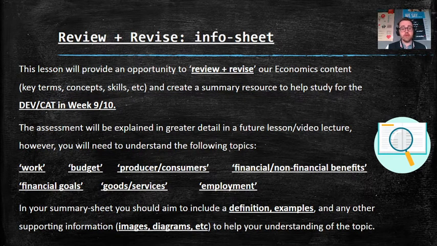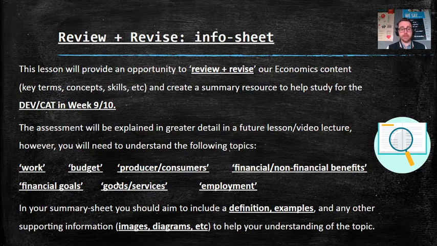Goods and services. So what is a good? What is a service? Employment. So what is the definition of employment? Part-time, casual, full employment, self-employment, etc. So those are the 7 lucky topics to include in your info sheet. 7 topics that you'll need to understand for the Dev and for the Cat.